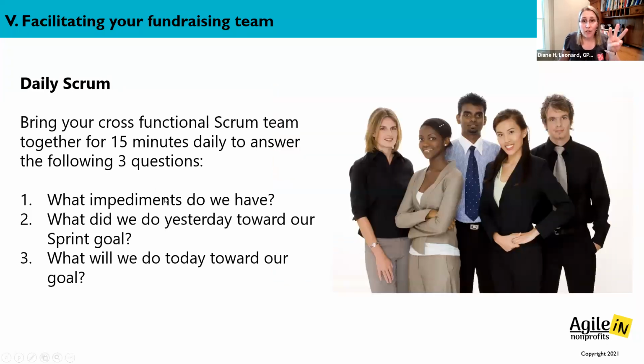Our third event is called the daily Scrum. Once we have set a plan for our sprint, the daily Scrum is a way that teams will come together and check in quickly, 15 minutes or less, to see if there are any impediments, things that might be preventing them from getting the work done together.